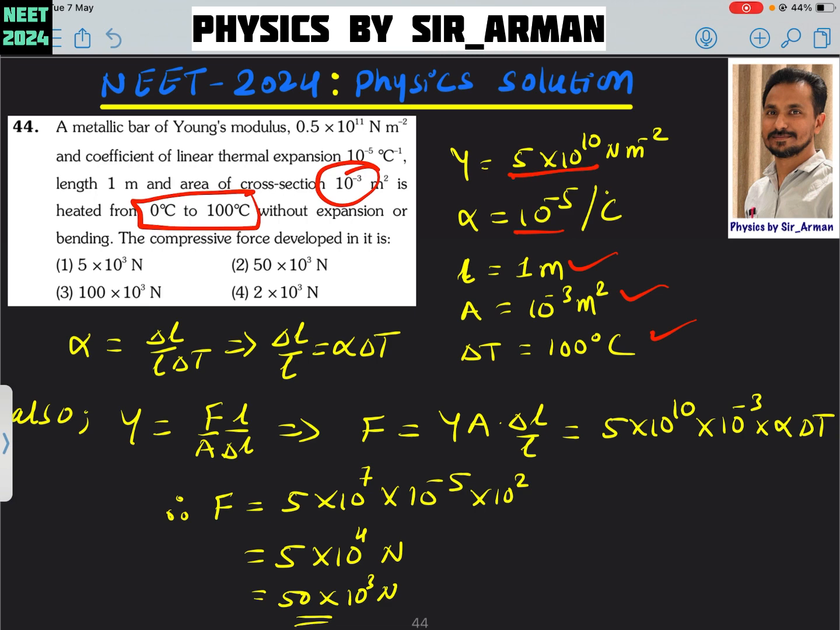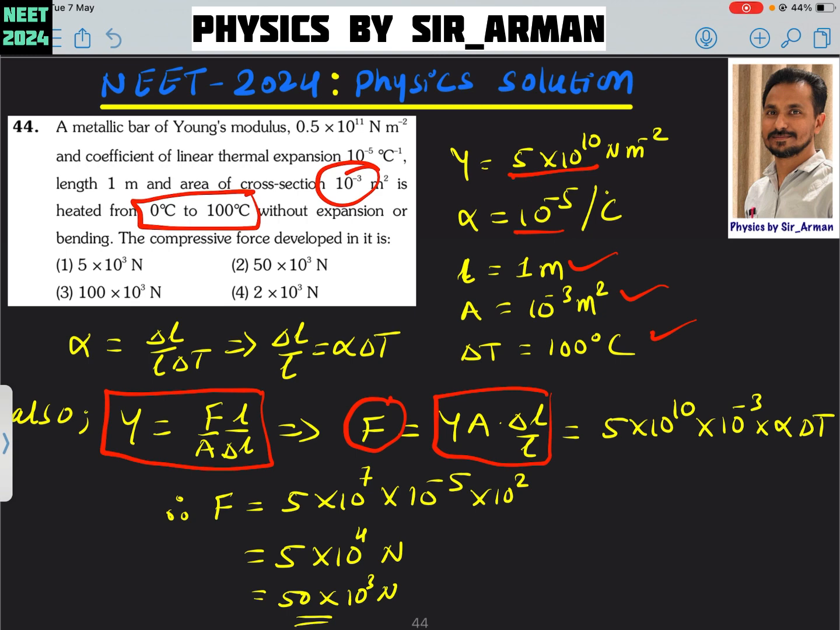Okay, so we know that Y equals F by A divided by delta L by L. This is the equation for Young's modulus. Now force is asked, so I can make F the subject, so it becomes Y A times delta L by L. Now how will I get delta L by L?